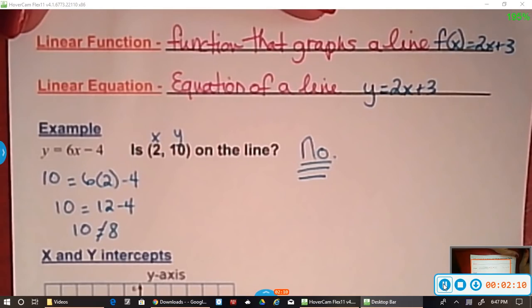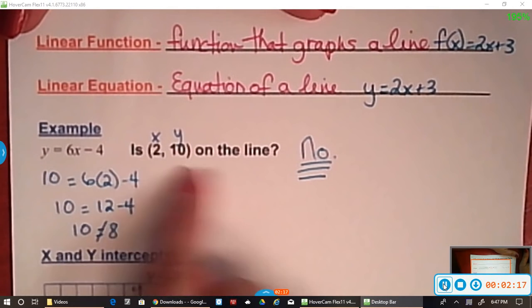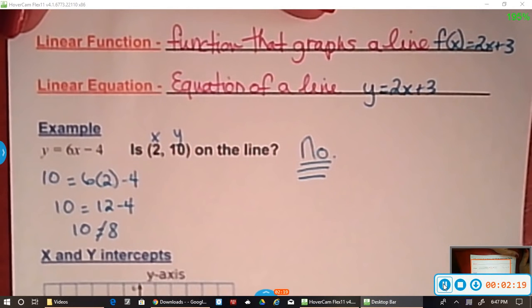Okay, that is something that you might see on a standardized test somewhere. Maybe not in quite so simple of a format, but the same concept will apply to other graphs that we do later in the year.